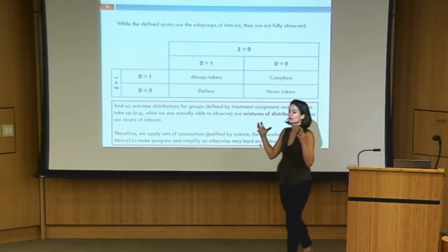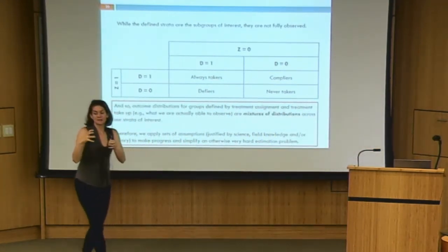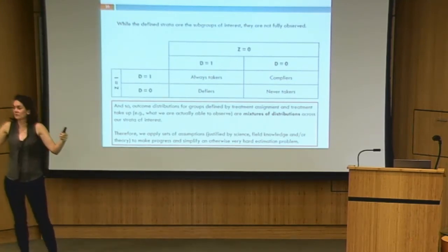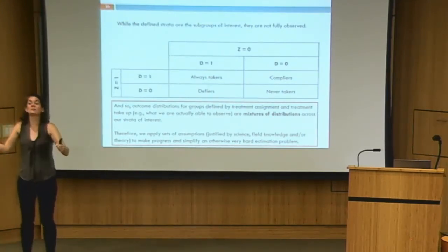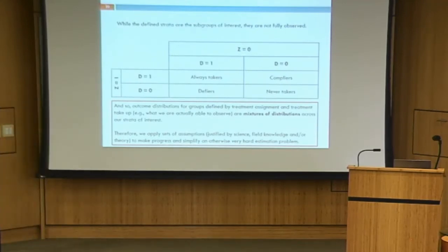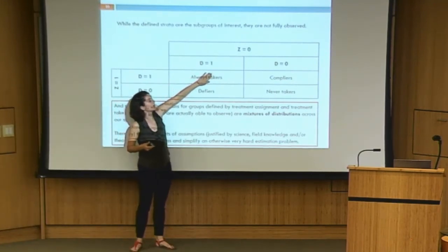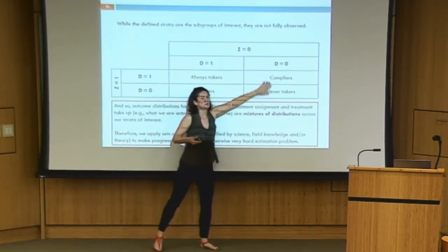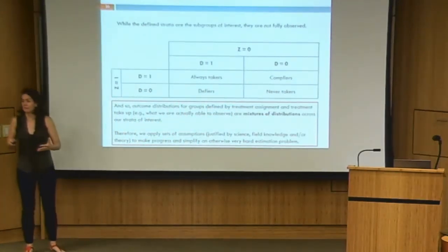So our principal stratification challenge is that fundamentally, we'd like to pull apart those mixtures into their unique components: the distribution of the outcome under assignment to treatment for the always takers versus the compliers, and similarly for all of the different groups. For always takers, what's the distribution of the outcome when assigned to treatment, and what's the distribution when assigned to control? So we want to think about what the outcome would be under treatment and control for each of these groups. In our ideal world, that's what we would be able to get.